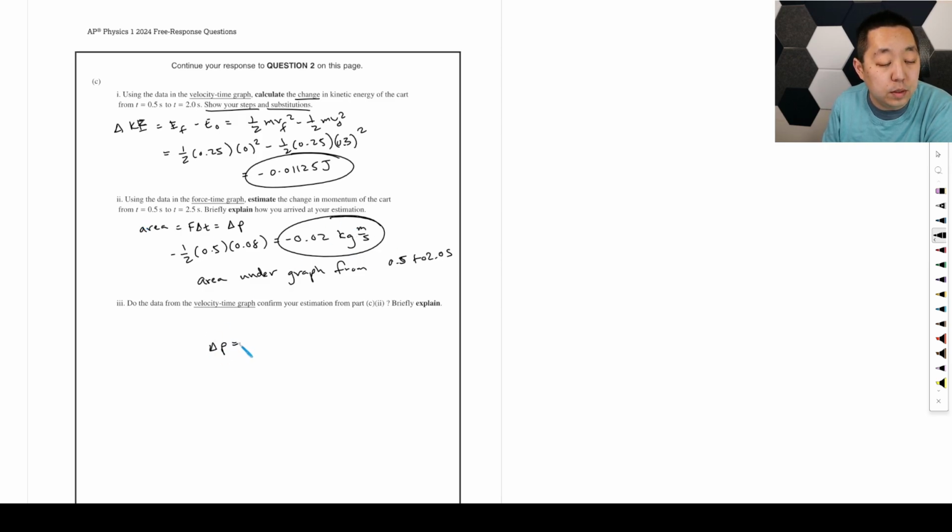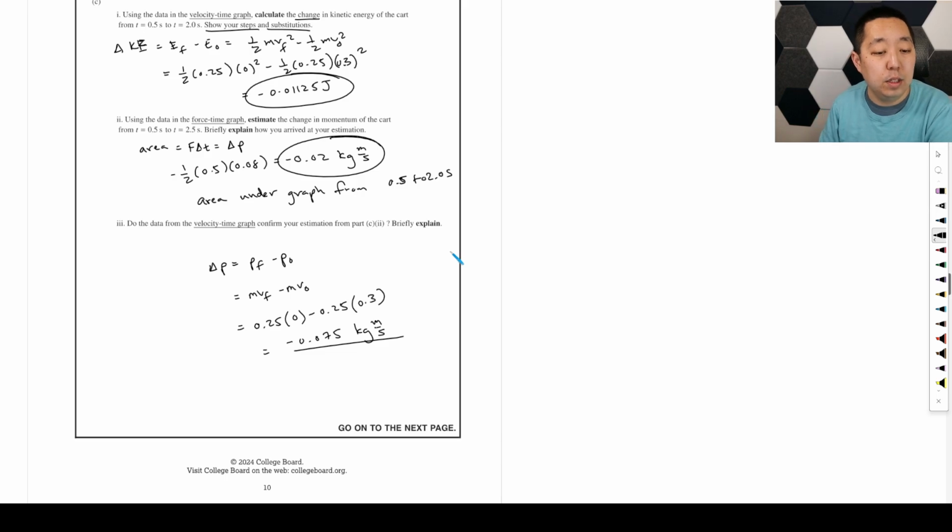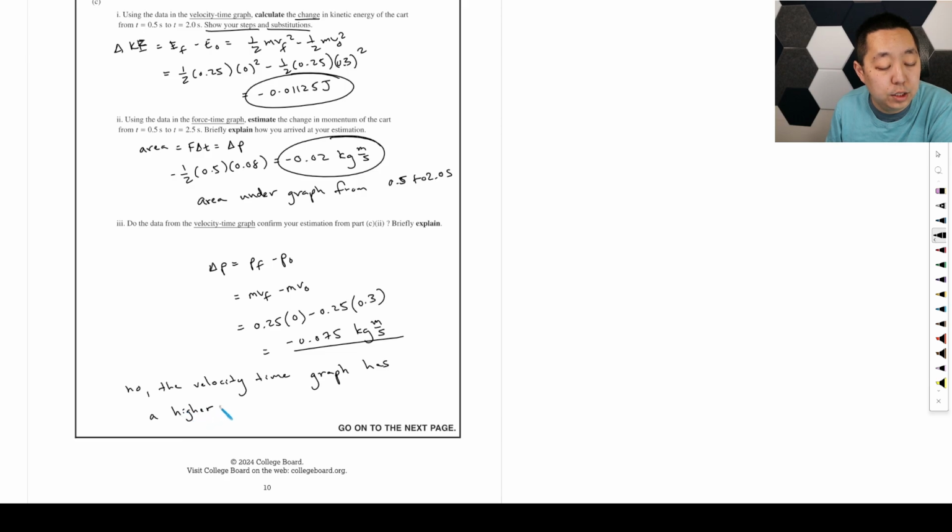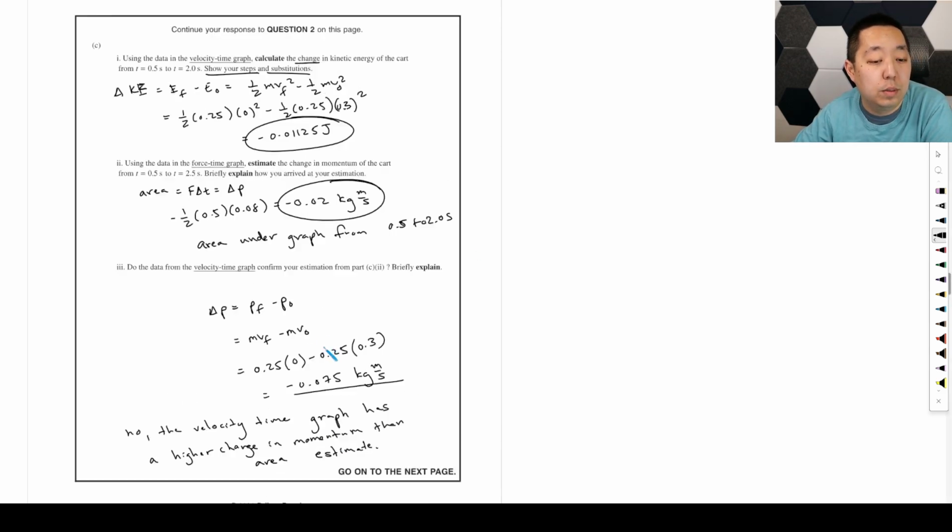So the change in momentum is equal to the final momentum minus the initial momentum, right? Which is m v final minus m v initial. And so that's 0.25 times the final velocity, which is 0, minus 0.25 times 0.3. So this is the final velocity minus the initial velocity. And so negative 0.25 times 0.3 is negative 0.075 kilogram meters per second. So I would say, no, it's a little bit off. No, the velocity-time graph has a higher change in momentum than the area estimate.